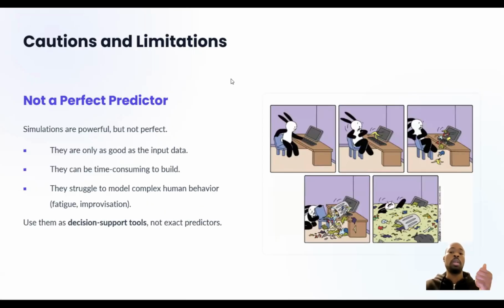Simulation also has its cautions and its limitations. It depends heavily on the accuracy of the input data and assumptions. So if the inputs are wrong, then the result can be misleading, which is a classic case of garbage in, garbage out. It can't perfectly model human behavior. It doesn't account for fatigue, multitasking, and improvisation. So simulations are best used as decision support tools and not exact predictors.